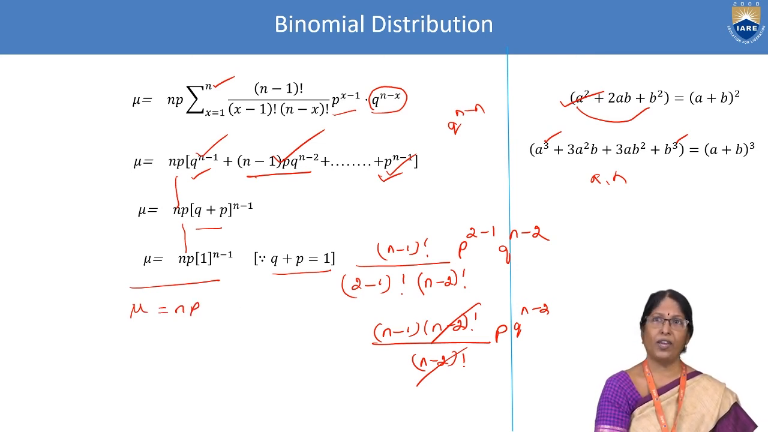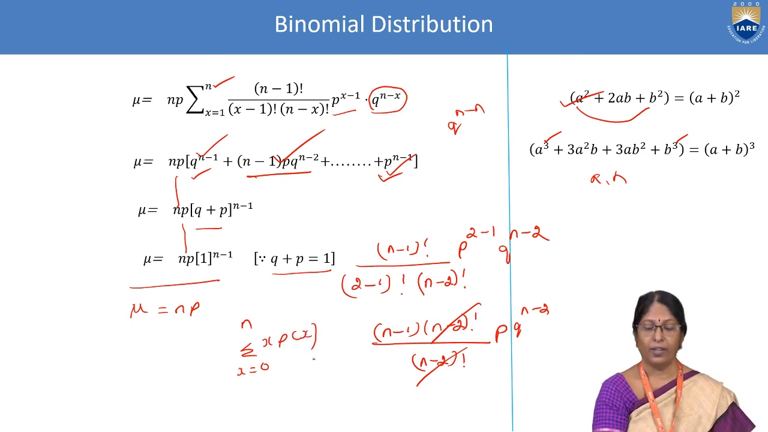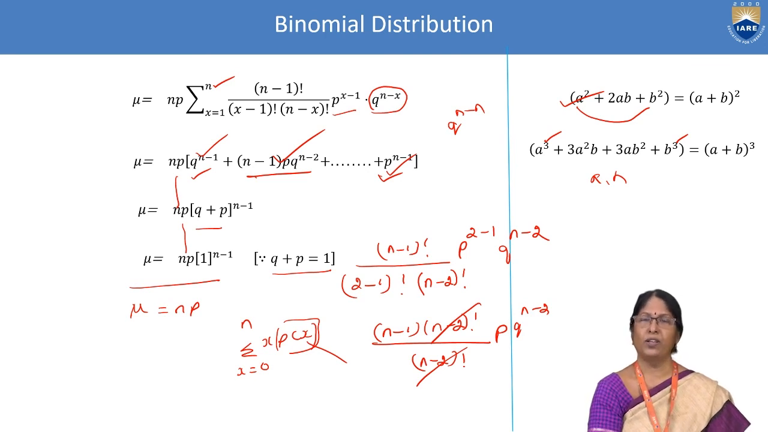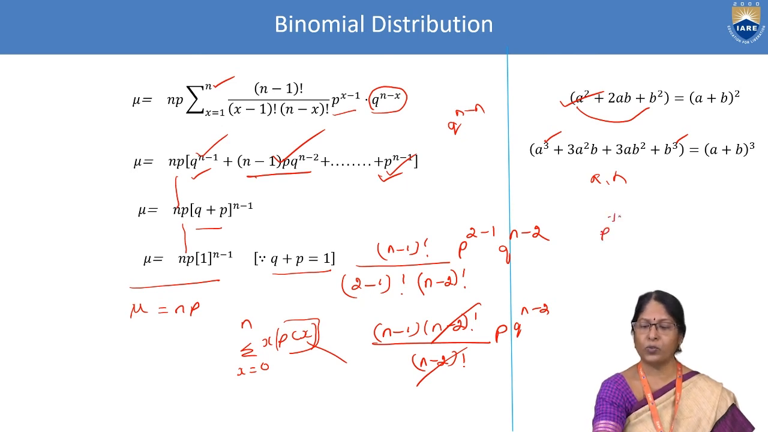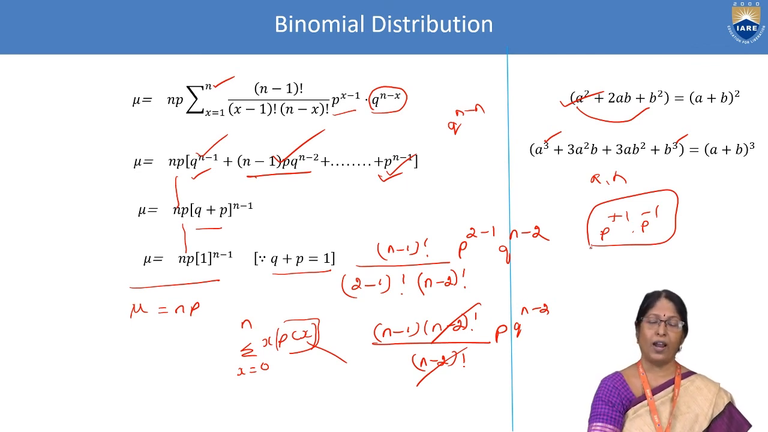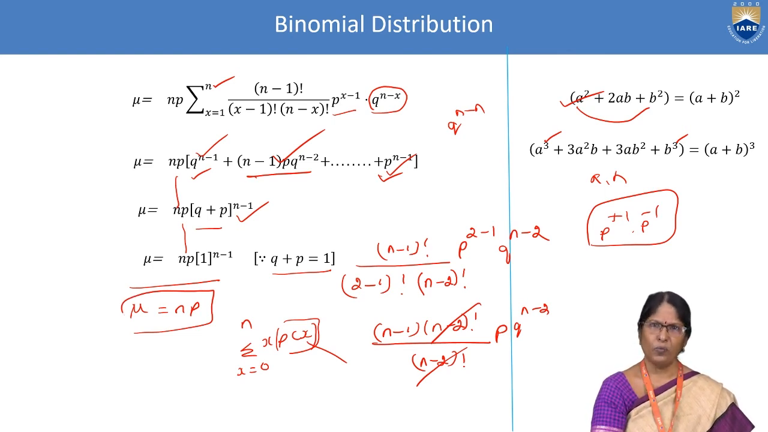Initially we took the summation x equal to 0 to n of x p of x. Then p of x was replaced by our binomial distribution. So many simplifications we did. And the main thing, p power plus 1 into p power minus 1, this keynote we should not forget. And the last step, this we should also not forget. If you forget, we cannot reach the answer. So we have already discussed in detail the mean of the binomial distribution.